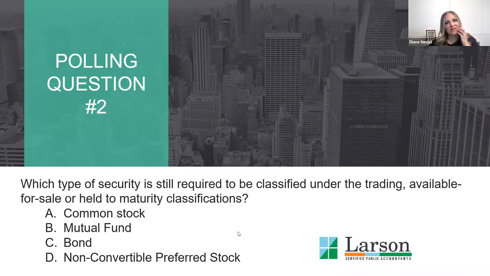All right, good job, 65% got it right. Those bonds, you can still use those classifications in the balance sheet for bonds, but common stocks, mutual funds, and non-convertible preferred stocks are all equity securities. And I thought I'd trick people up with putting that non-convertible preferred stock in there because convertible preferred stock is actually considered to be a debt security and would still, so it would, sorry, it's an equity security, sorry. So I tried to trip people up on that one, but all right, next slide.